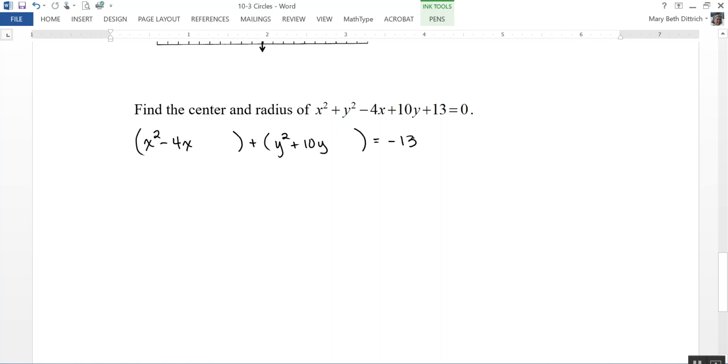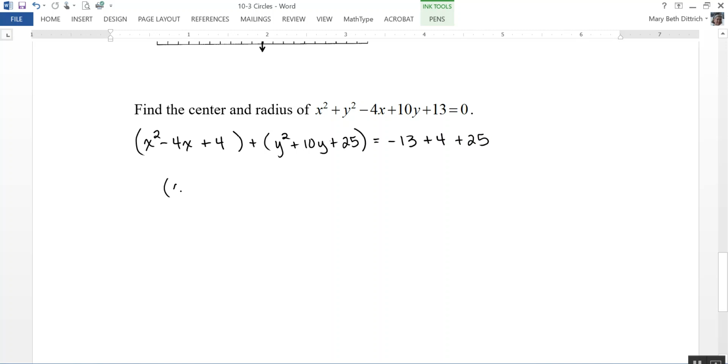Okay, so basically what I did was I grouped my x terms together, realizing that I'm going to have to complete the square, grouped my y terms together, and realized I'm going to have to complete the square there. So completing the square, half of -4 is -2, squared is 4, so I add a 4 here, and I have to add a 4 here. Working with my y's, half of 10 is 5, 5 squared is 25, add 25 here, and add 25 here.